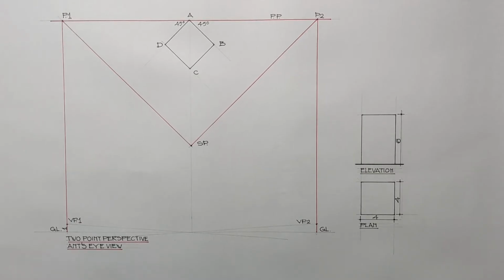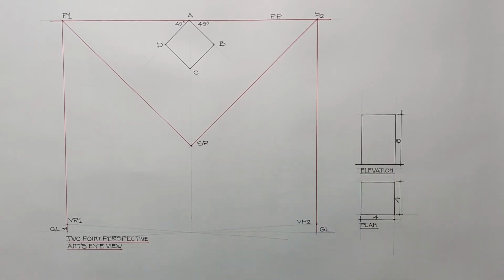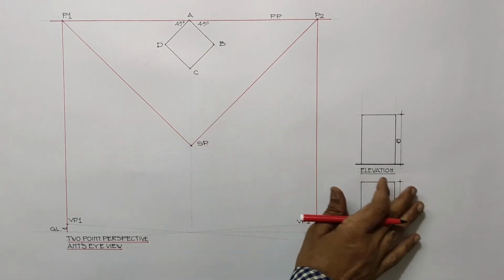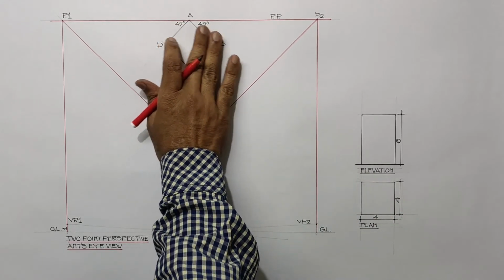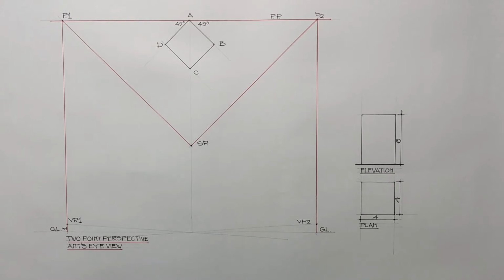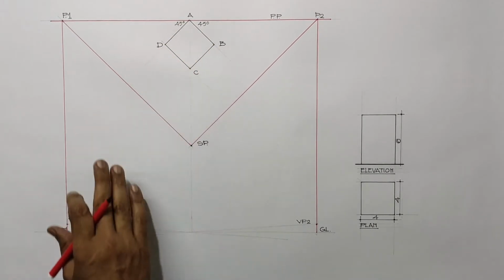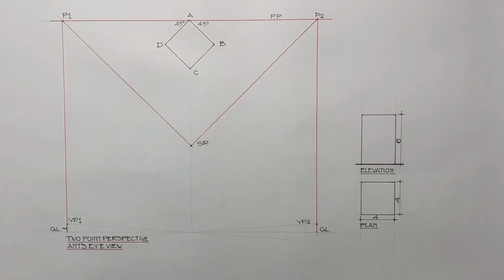We are going to do the ant eye view for the given plan and elevation. Here the plan is a square, so the same plan we have to draw it at 45 degrees because it is a square and 2-point perspective looks good. If it is a rectangle, 60-30 is better. So draw the plan at 45, mark A, B, C and D for identification.